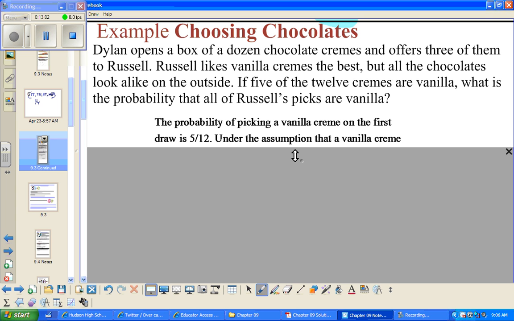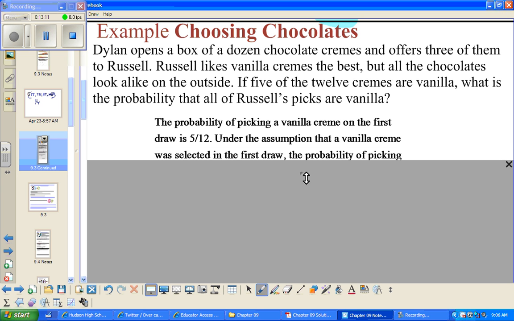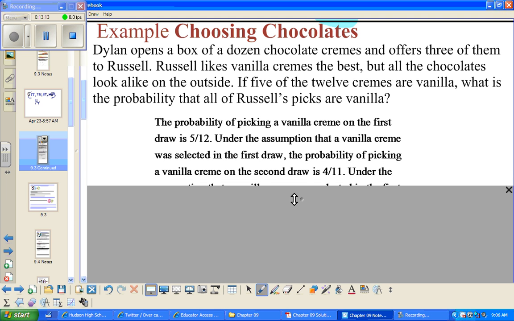Well, that's going to be 5/12. If that happened, what would the probability be that he picked the second chocolate would also be vanilla? Well, that would be 4/11. Because now there's only 11 chocolates left, and 4 of them would have had to have been vanilla.